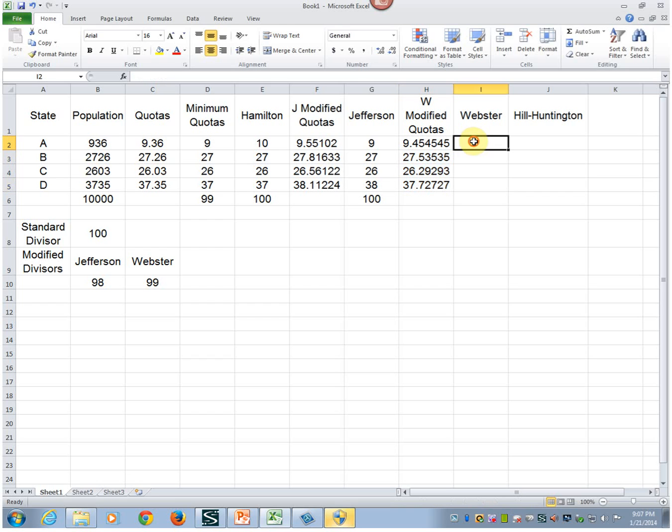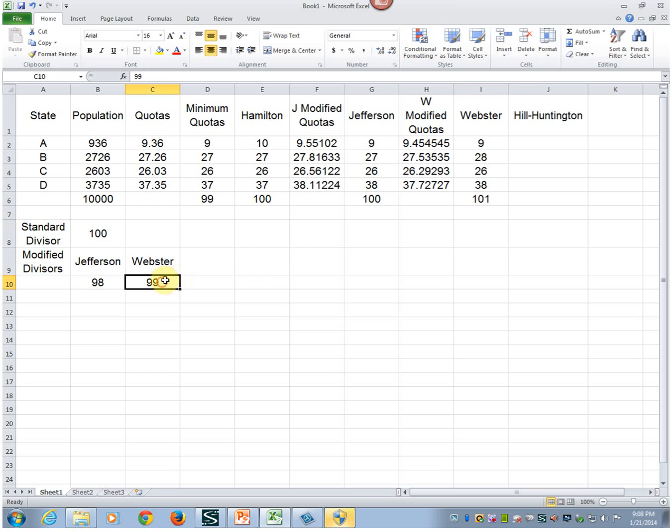So Webster rounds based on the arithmetic mean. So if it's 0.5 or above, we round up. So this is 9, 28, 26, and 38. So let's add these together, see what we get. Oh, 101. So we actually have too many. So we know that it's going to be somewhere between 99 and 100.